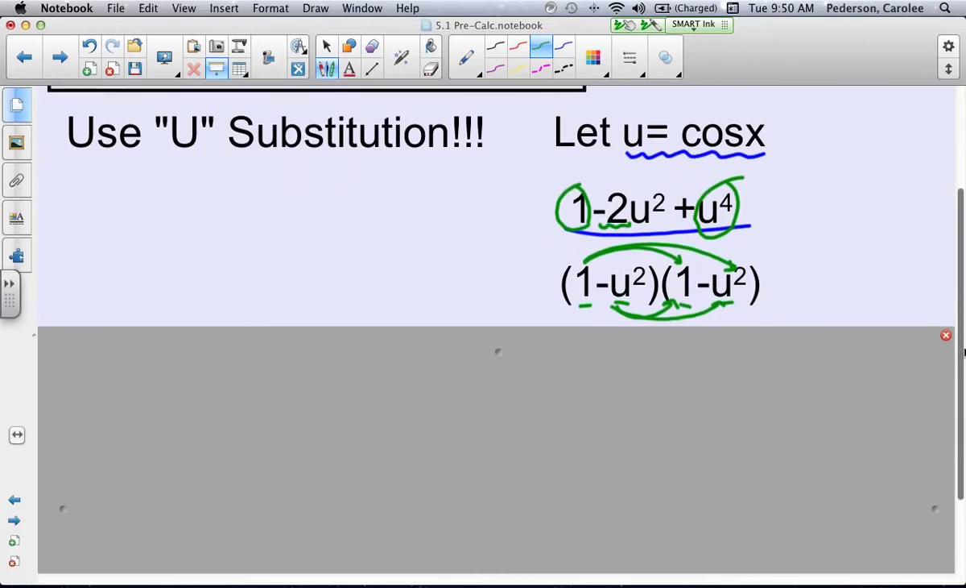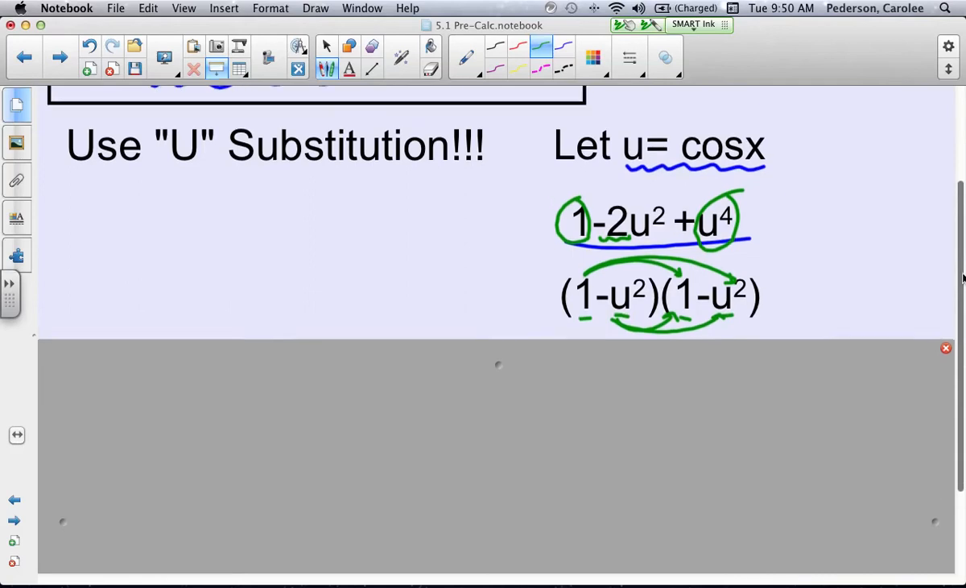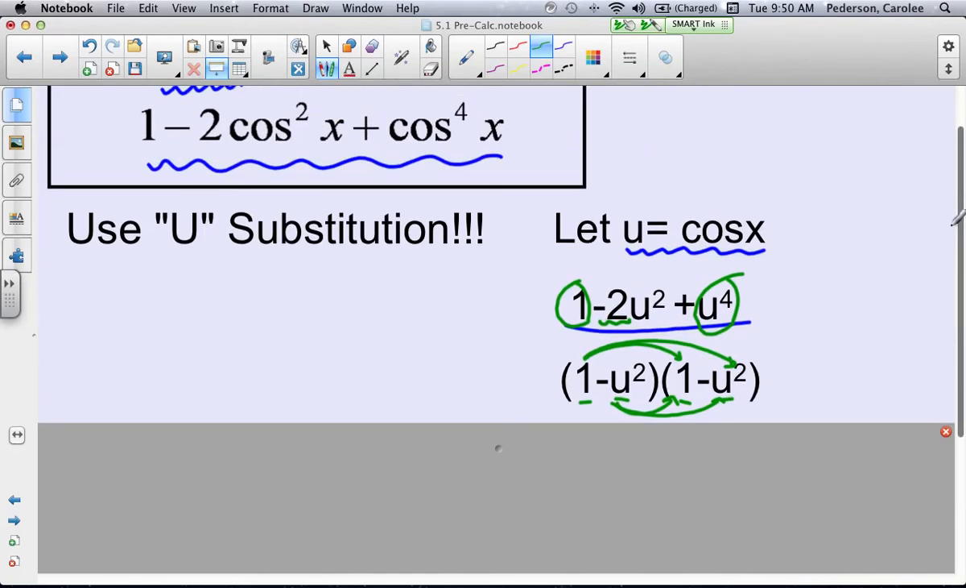Can we use a greatest common factor? There isn't a greatest common factor in this trinomial. There's nothing in common with all 3 terms. Can't you split the cosine to the 4th into cosine squared of x and cosine squared of x? Yeah, but you have to have a greatest common factor with this term too.